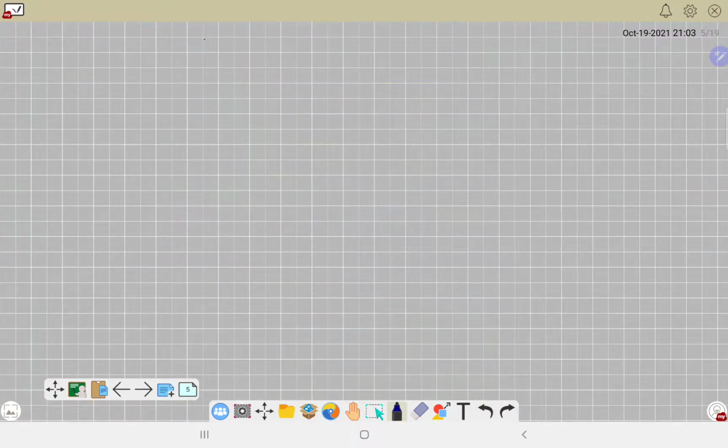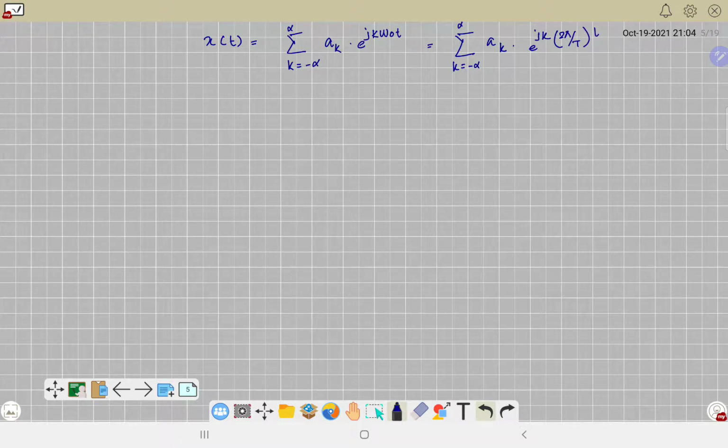Right? So this is, by the way, known as the Fourier series representation. So this is our Fourier series representation, k running from minus infinity to plus infinity. A of k is just the coefficient, e raised to the power j k omega naught t. Alternately, you can also write it with k running from minus infinity to plus infinity. You can also express it in terms of the time period capital T, so instead of omega naught, 2 pi by T, and then the t.